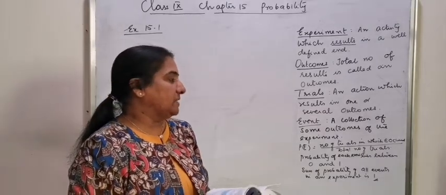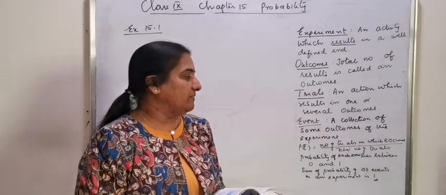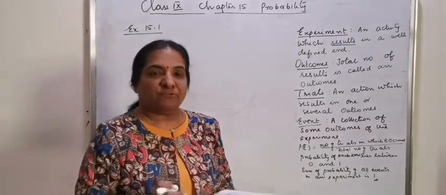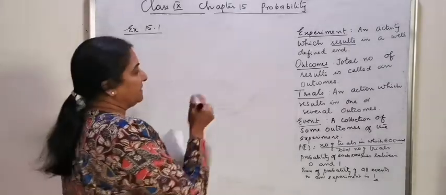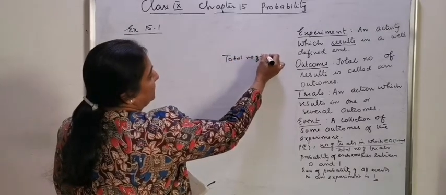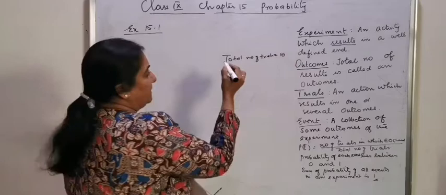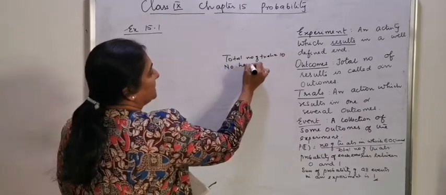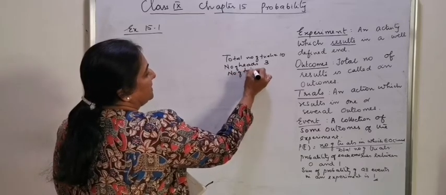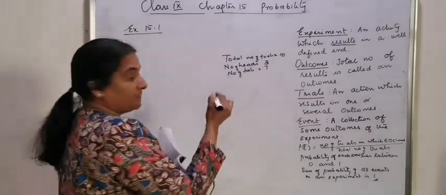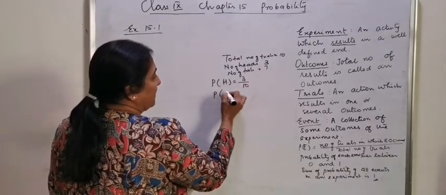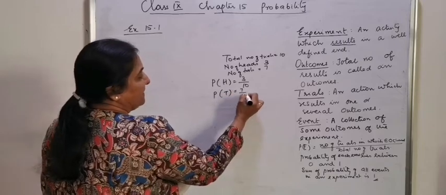Probability of an event E is equal to the number of trials in which the event E occurred divided by the total number of trials. If you take the example I explained in the previous case, the total number of trials is equal to 10. The number of times head turned up is 3. The number of times tail turned up is 7. Probability of head, we got it as 3 by 10, and the probability of tail is 7 by 10.